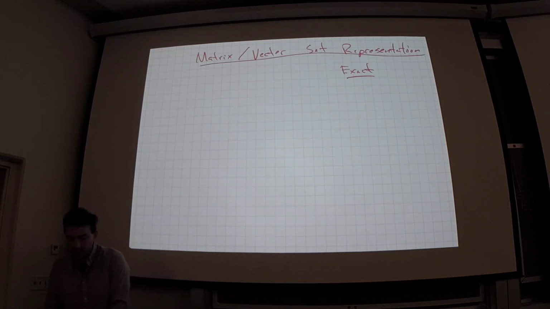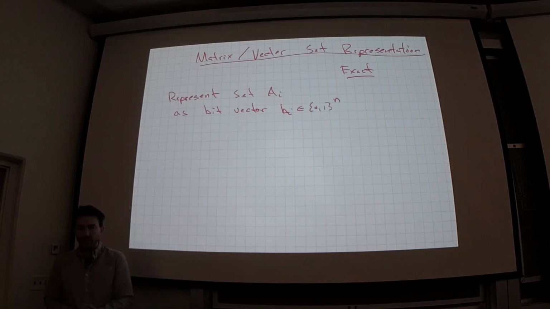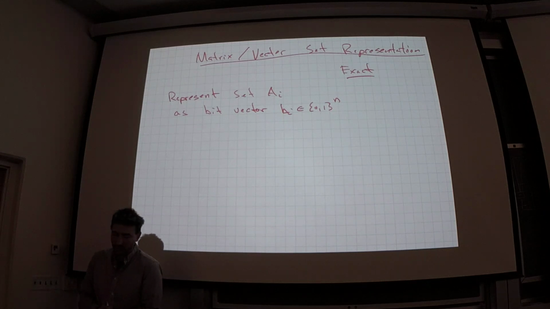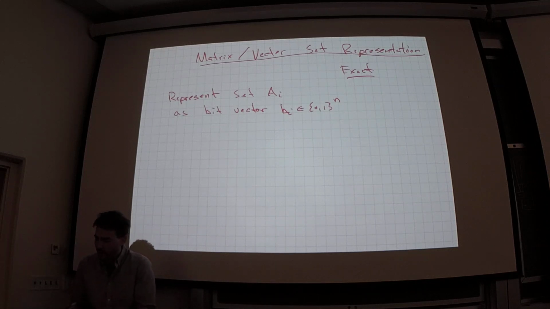I'm going to represent set A_i as a bit vector. Call this B_i, and this will be in {0,1}^n. If there are n possible things in the universe that my sets are drawn from, it's going to be a bit vector of size n. Let's go into an example here.